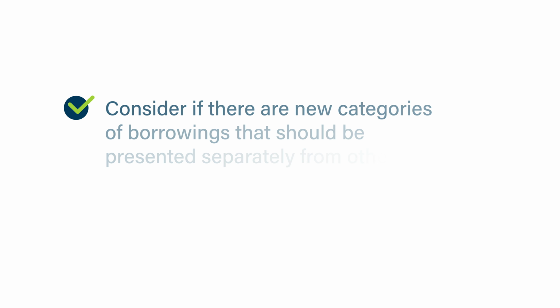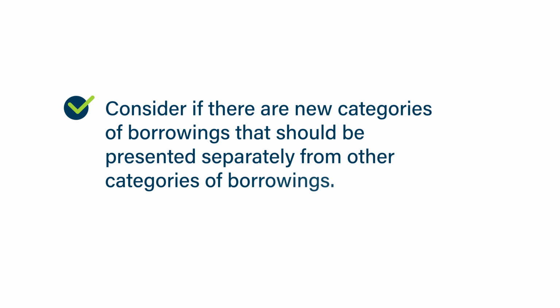Now, you also want to consider, are there any new categories of borrowings that should be presented separately from other categories of borrowings? I think of recently with the Bank Term Funding Program that was available, we saw a lot of institutions break out those borrowings separately from other borrowings, such as FHLB advances, for instance.